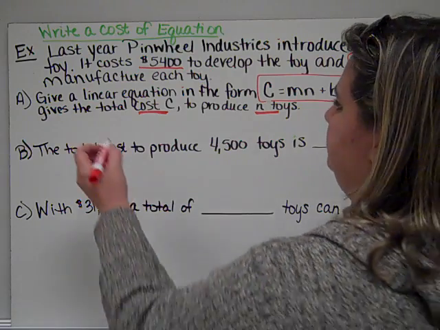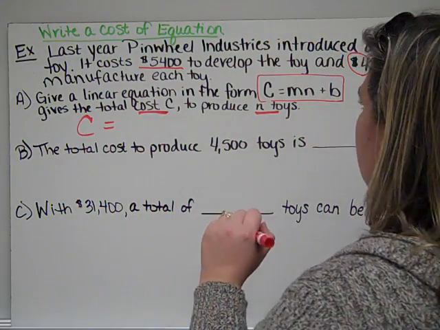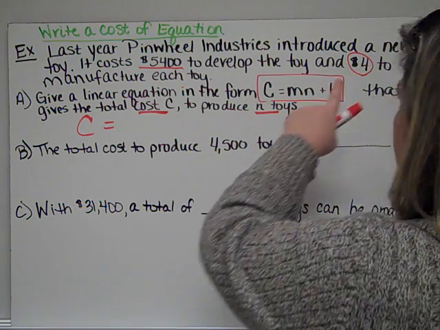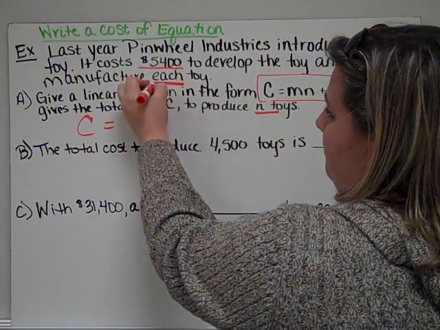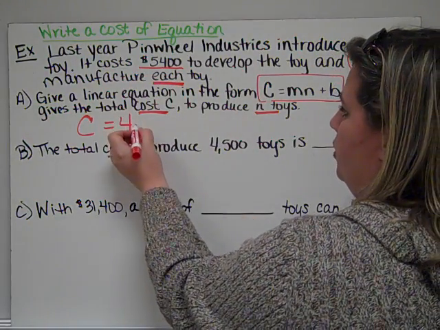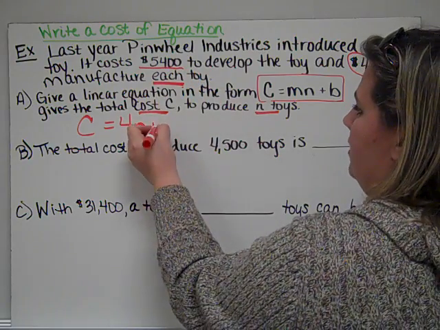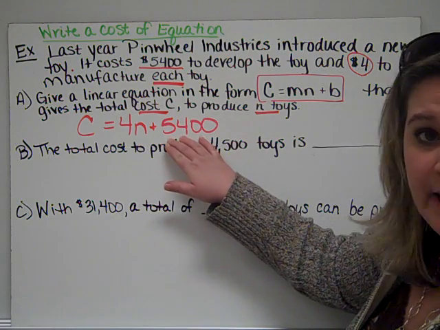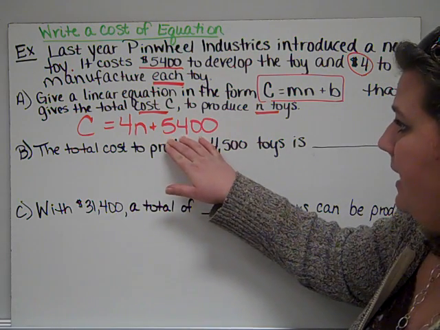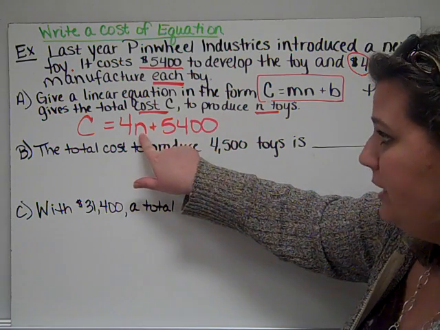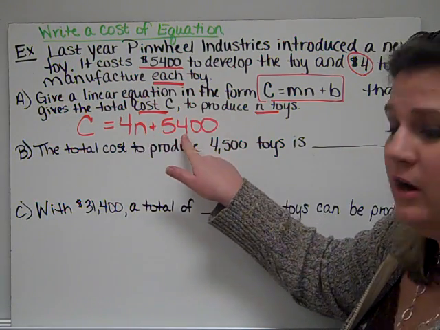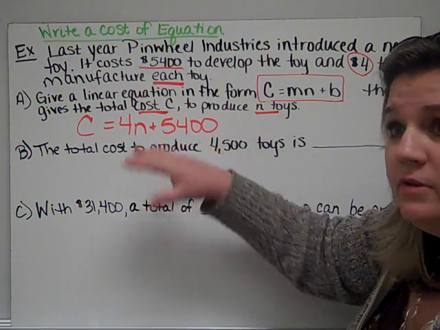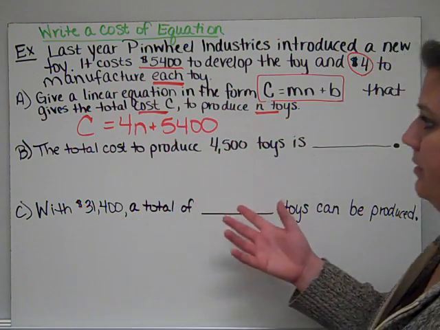So to write this, what is being added to our additional amount? Well, $4 to manufacture each toy. So 4N plus our beginning rate. Here's our beginning money, our initial money that we have to pay. So I'm getting $4 for every toy. If I have one toy, then I could figure out what that total cost is. So this is our initial equation, our beginning equation that we can use to find whatever situation we need.